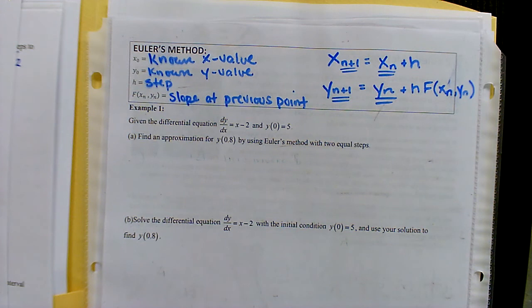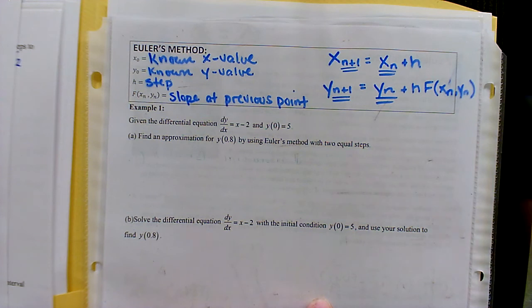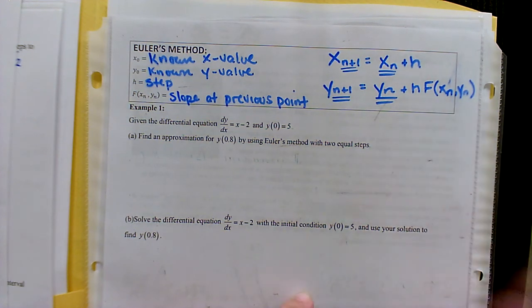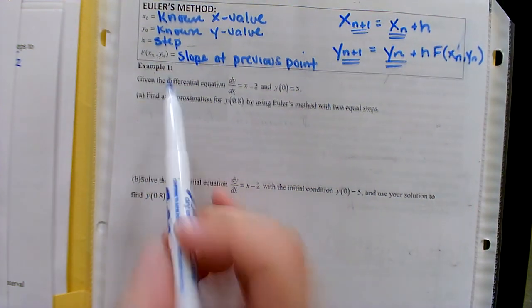Okay, so mathematically speaking, I know it looks weird. There's letters everywhere. But when we start to get to some numbers, I hope it's going to click. Okay, so x values are simple. We just add the step every time. But the y values, we have to add the step times the slope at the previous point. Okay, so we're going to take a look at our first one with numbers. So hopefully this kind of clicks.